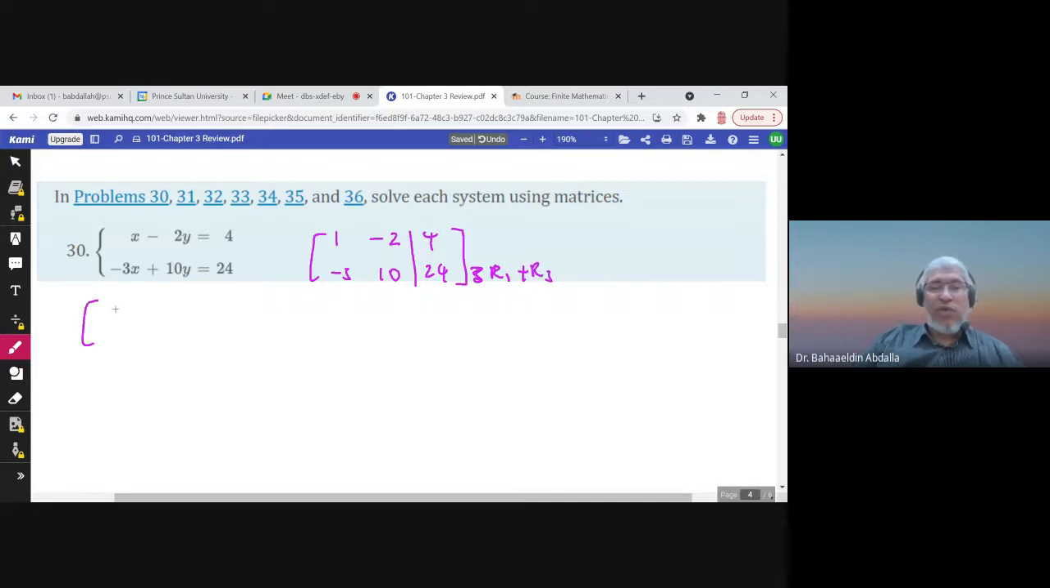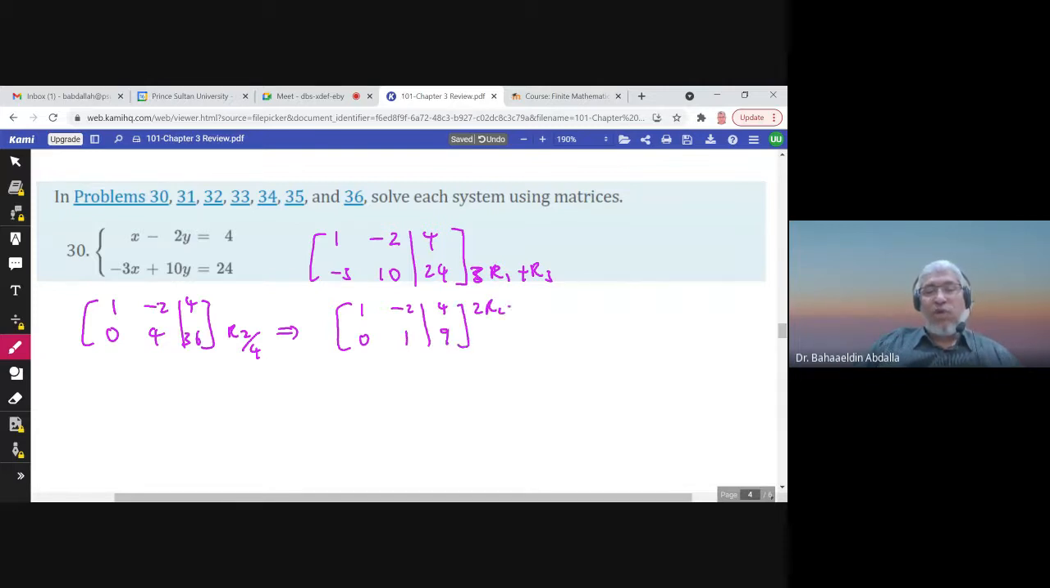So this is 1. I multiply row 1 by 3 and add it to row 3. So I will get 1, negative 2, 4, no change in the first row. 3 minus 3 is 0. Negative 6 plus 10 is 4. 12 plus 24 is 36. Now I divide by 4 to make this number 1. So 1, negative 2, 4 without any change.